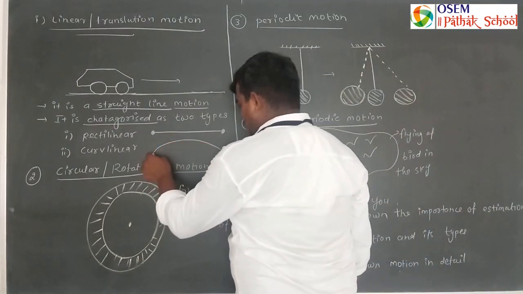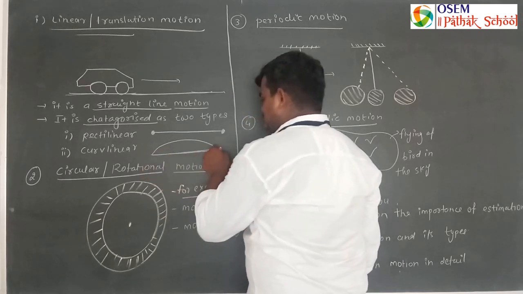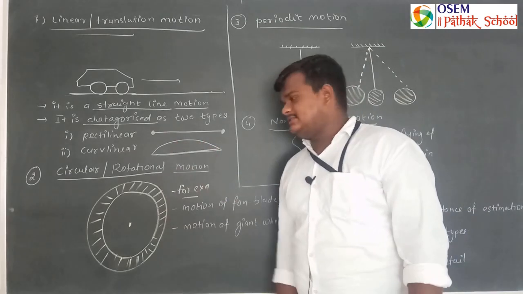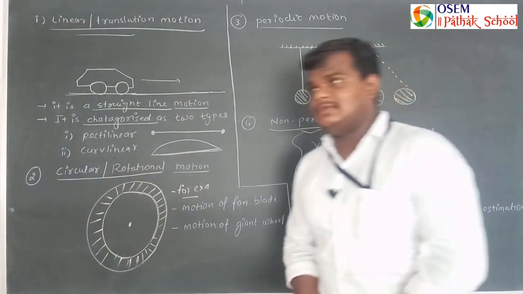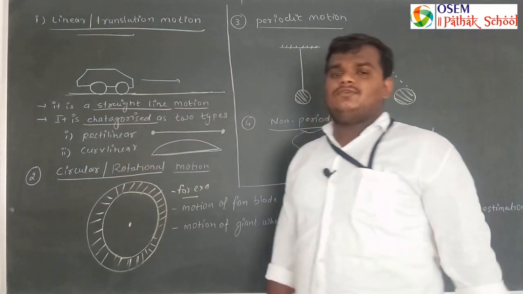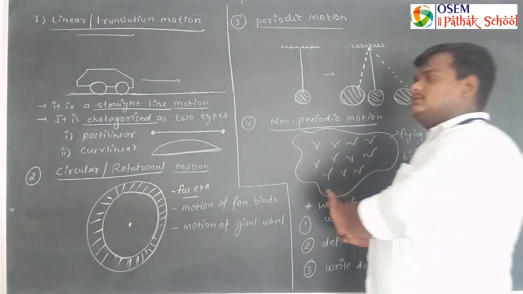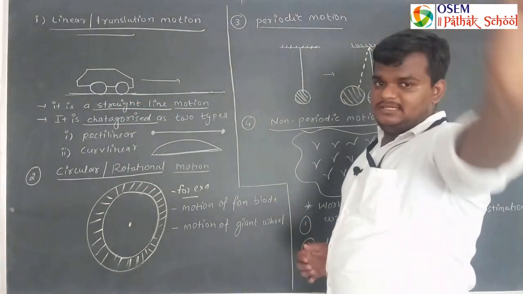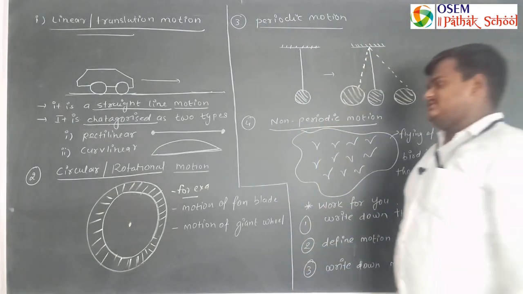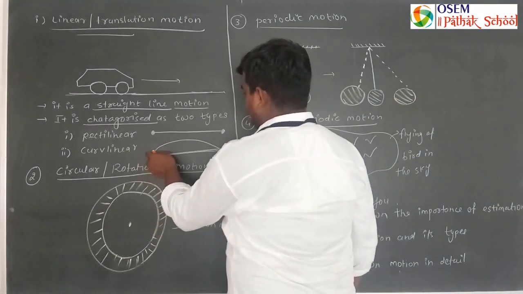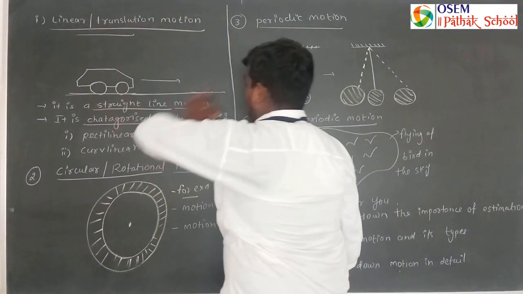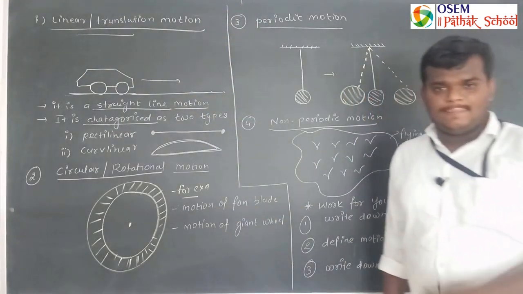So this is your motion, and this motion is considered curvilinear. For example, take a ball and throw it towards the basket, as in basketball. The motion of the ball is curvilinear motion. This is an example of curvilinear. So this is your linear or translation motion.